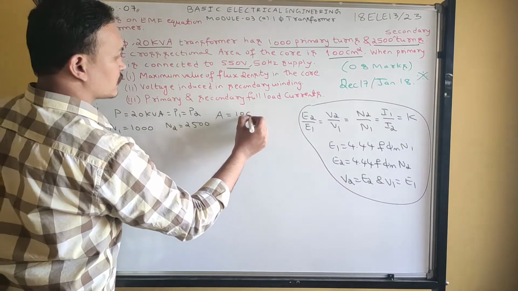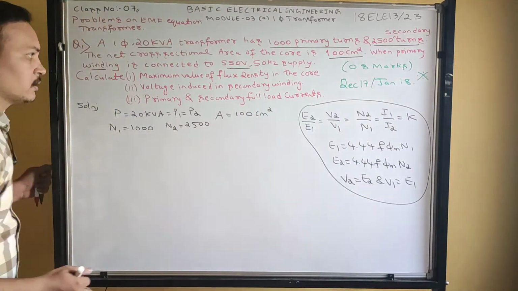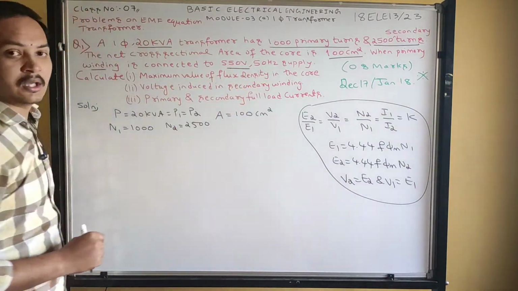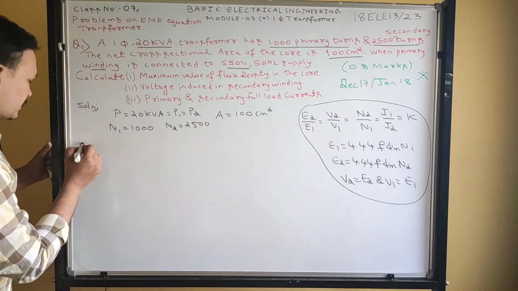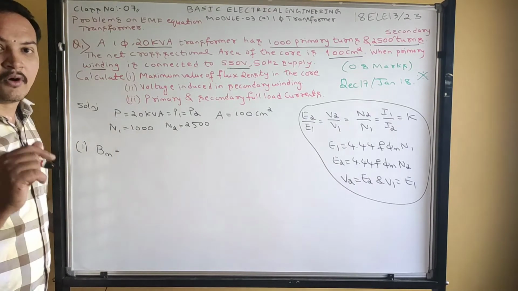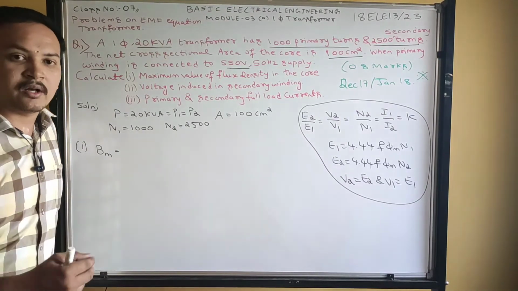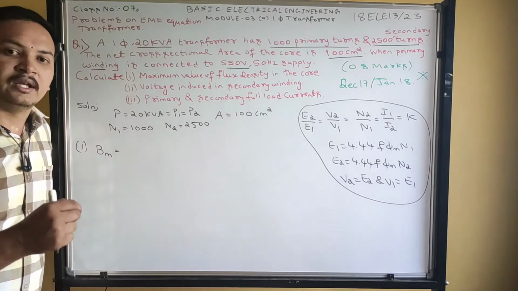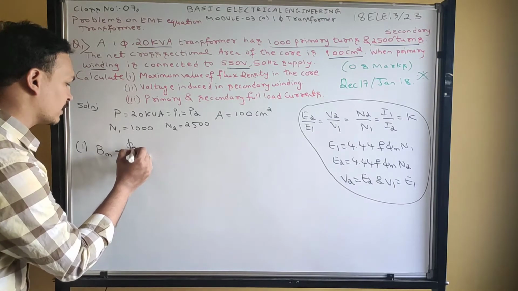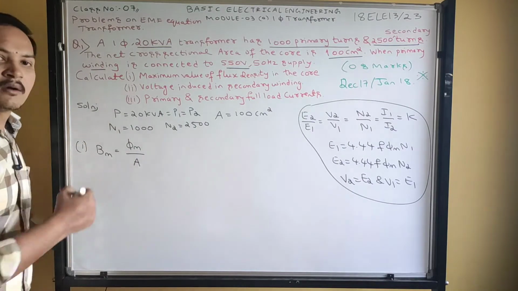What is the other data given? The cross-sectional area of the core is 100 centimeter square. So what did they ask in the first question? The maximum value of flux density in the core. For the first question we can solve it. We know the flux density formula. Flux density is the amount of flux passing through each unit area. So Bm is equal to the flux passing through each unit area, which is called flux density.